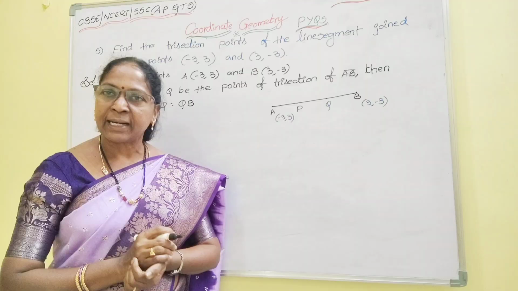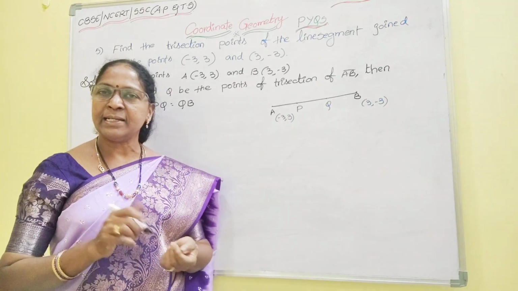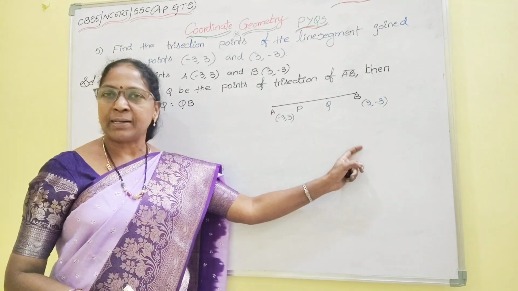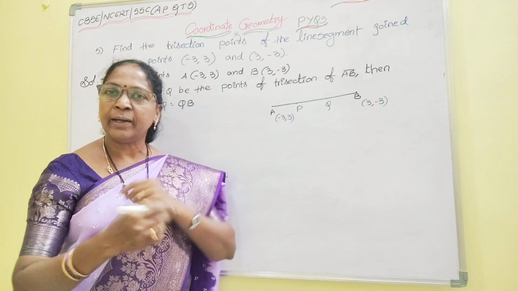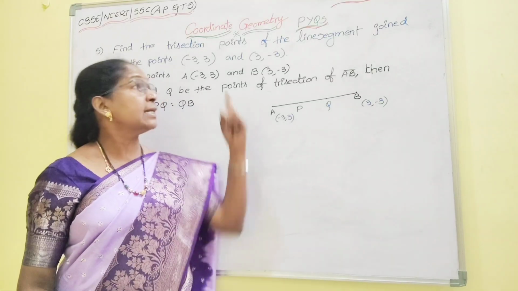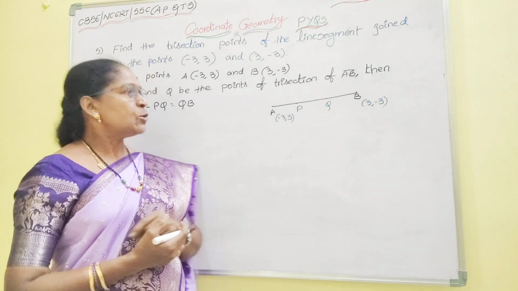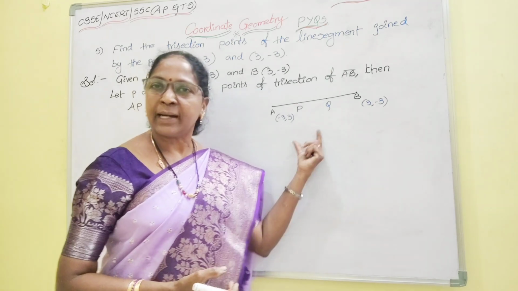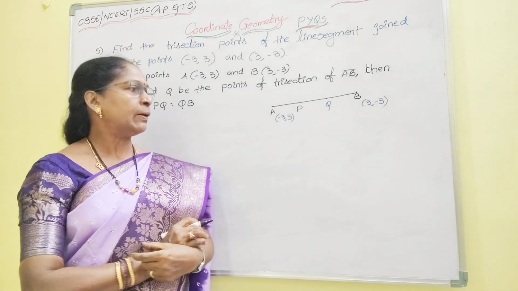First, what is the meaning of trisection? Trisection is nothing but, tri is nothing but 3, section is nothing but parts. This line segment is divided into 3 equal parts. That is nothing but trisection. So, on this line segment, trisection points we have to find out.